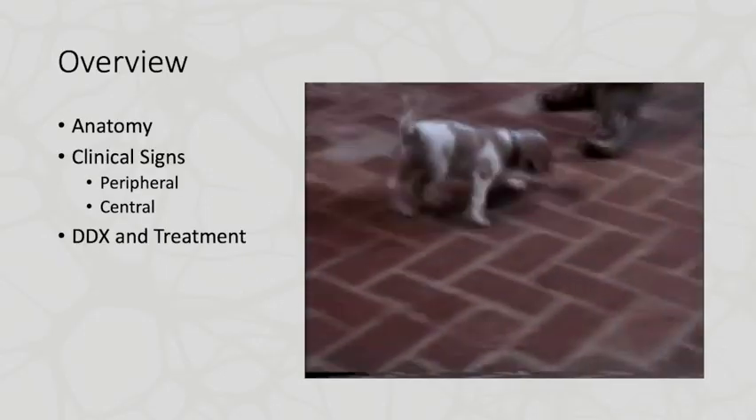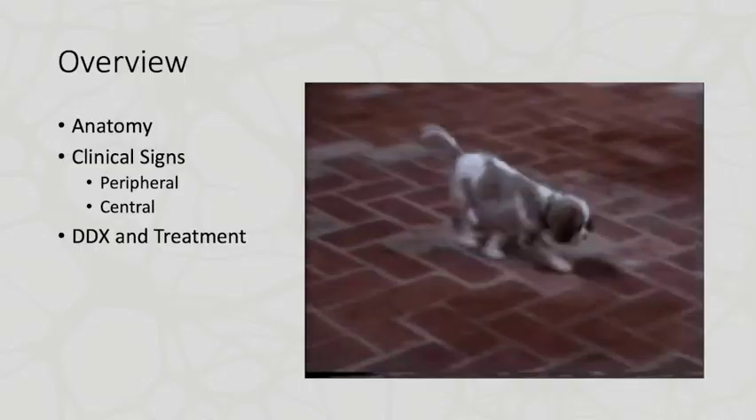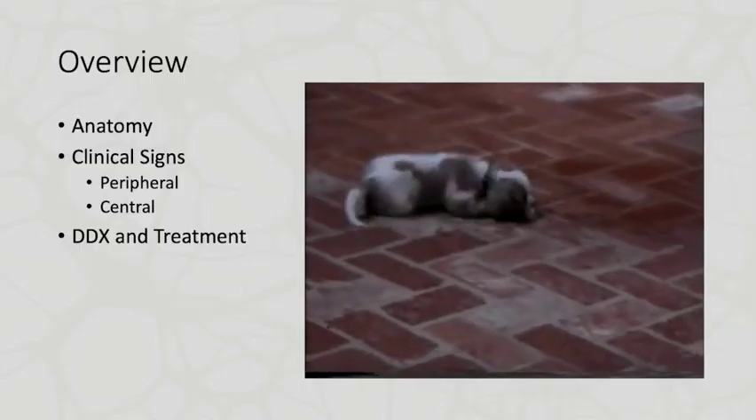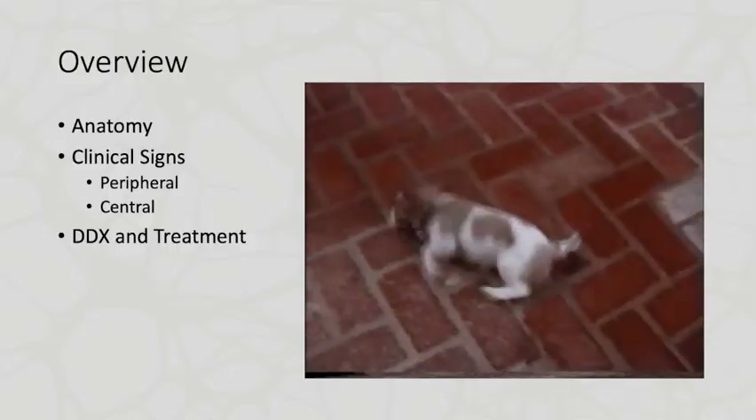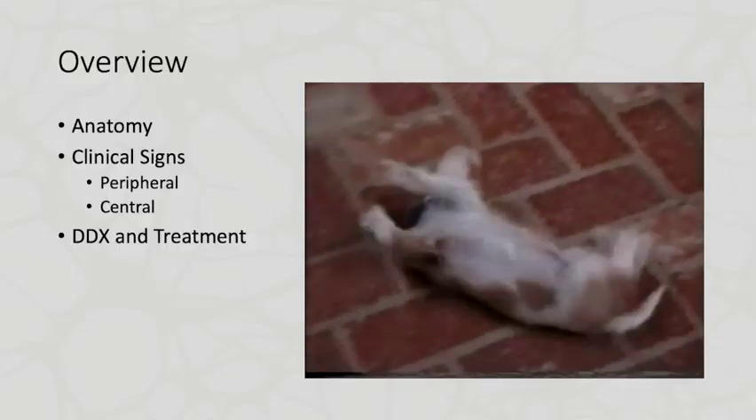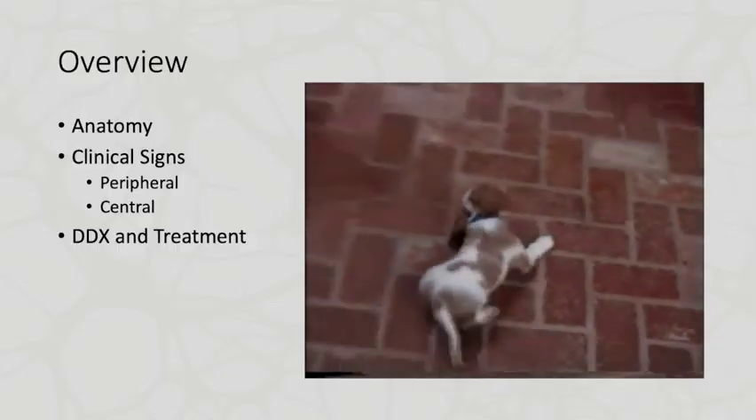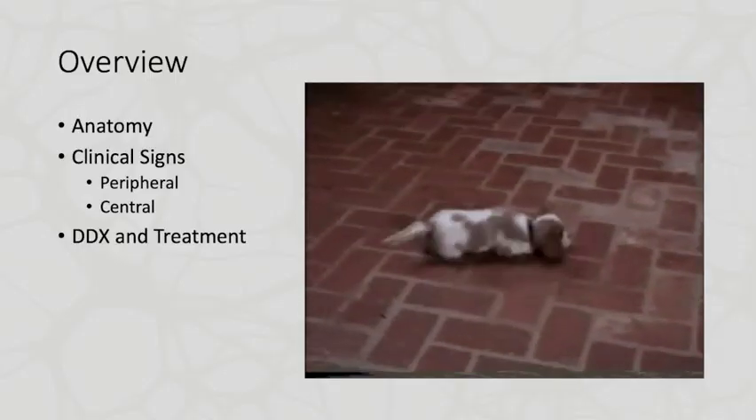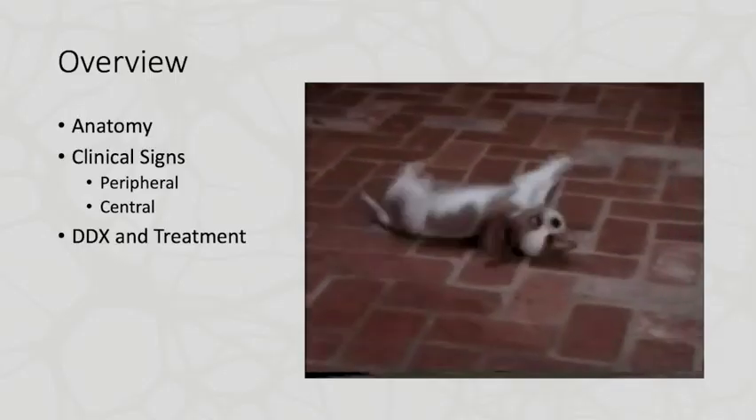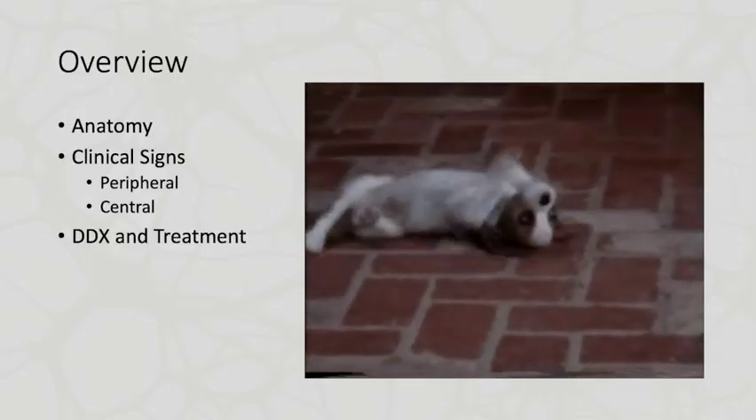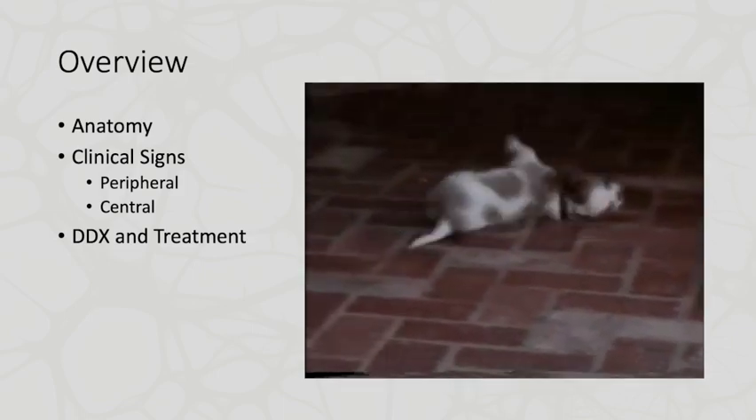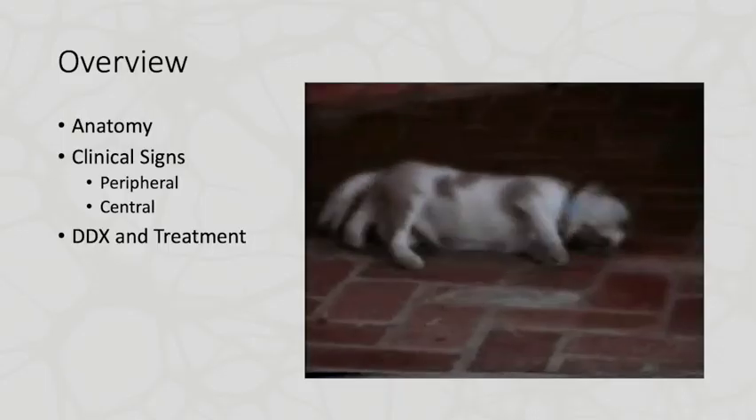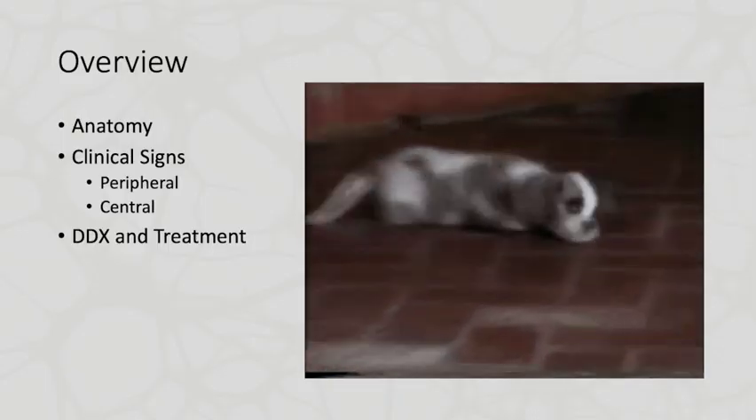As far as the overview for the lecture, first we'll go over the anatomy. To truly understand the vestibular system and the clinical signs that occur, I think it's helpful just to have a basic understanding of the anatomy of the vestibular system, and eventually we'll talk about the cerebellum. And then we'll go into the clinical signs and how to differentiate peripheral from central vestibular disease. And then we'll go into the differential diagnoses and the treatments.